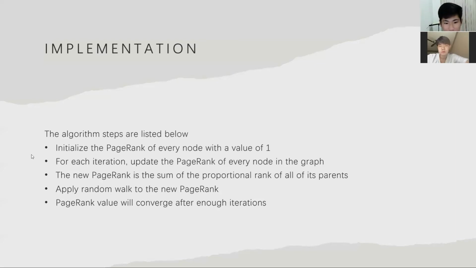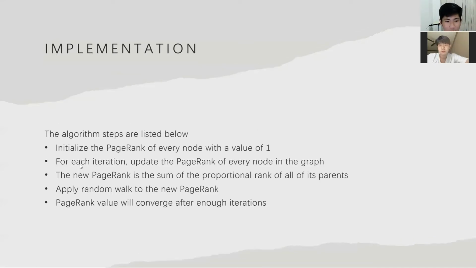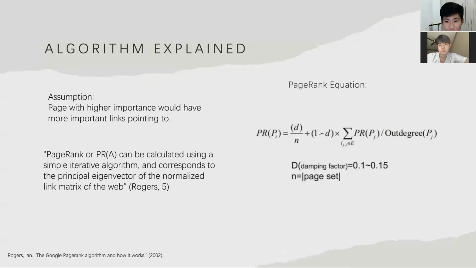As I explained previously, this equation will only calculate the PageRank of one specific node or web page at one particular time. And in order to calculate a PageRank score for all of the nodes or websites, we will simply do multiple iterations of the equation and update the PageRank of every node in the graph. Then the new PageRank is the sum of the proportional rank of all of its parents. This can also be seen from the equation. So the proportion simply refers to this term, 1 minus the damping factor.